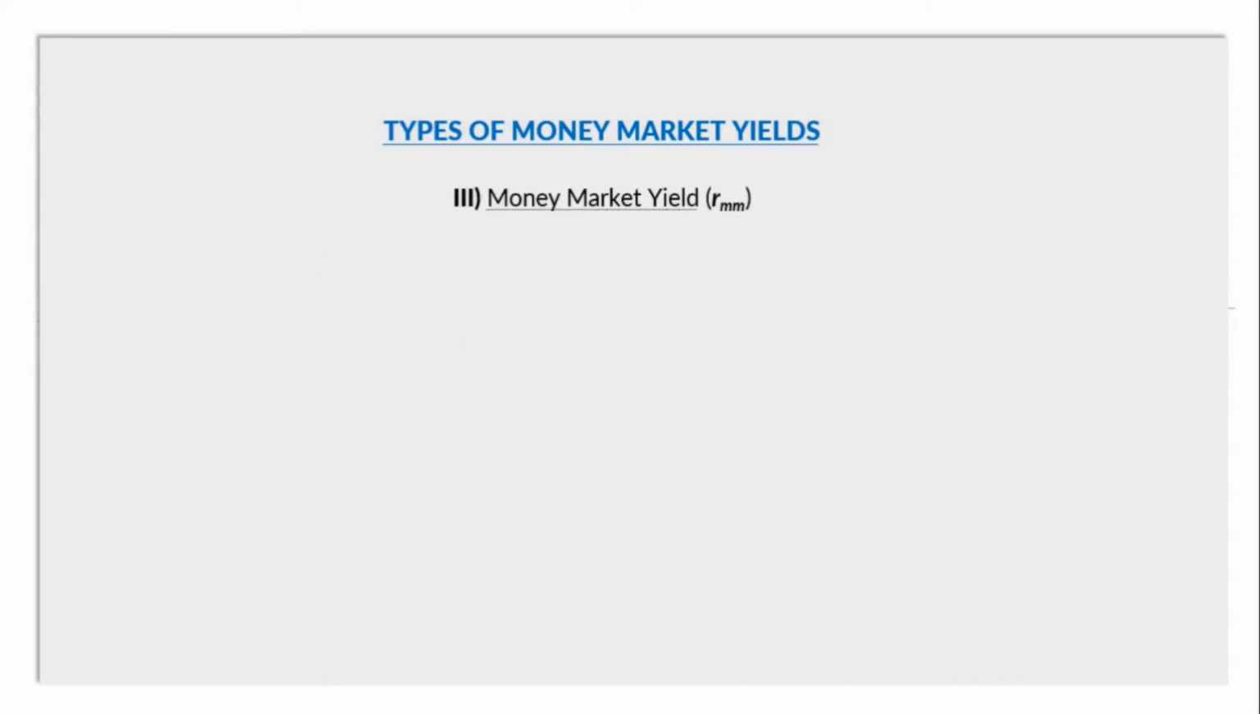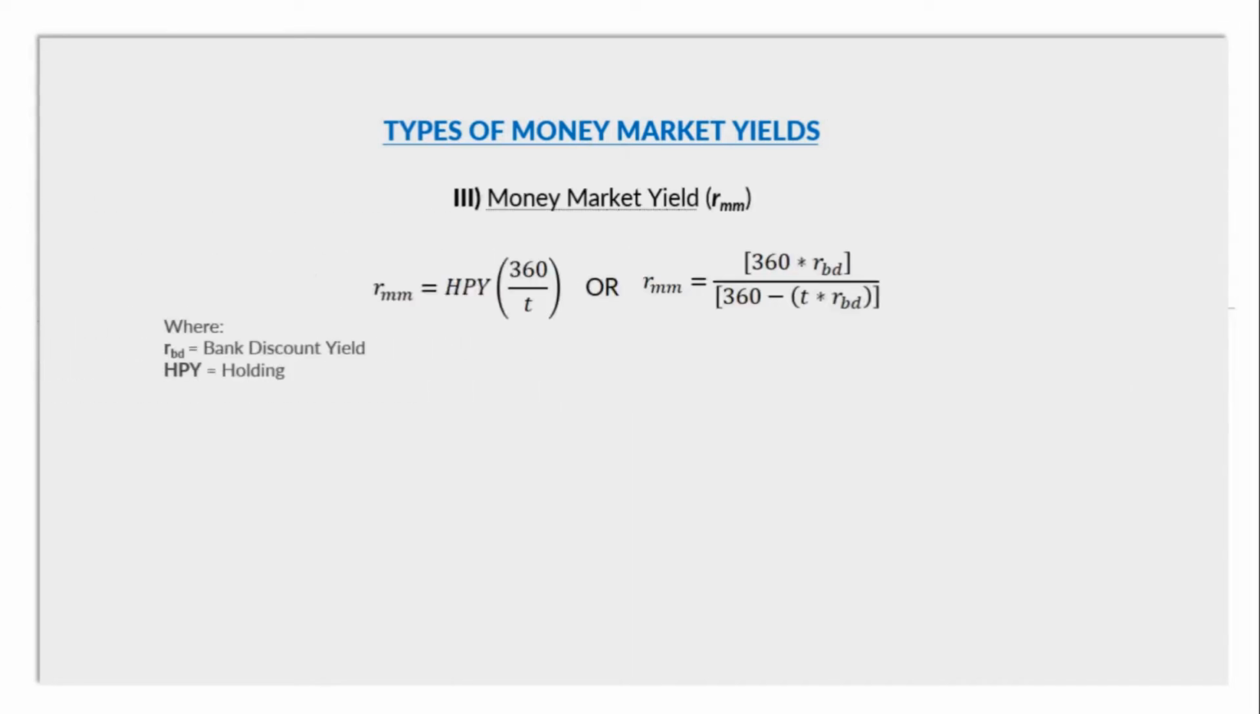Now the third is the money market yield, which has two formulas. One is the holding period yield into 360 upon T, or if you don't have the holding period yield, you can calculate it using the bank discount yield with the second formula, which is 360 into bank discount yield upon 360 minus T into bank discount yield, where RBD is the bank discount yield, HPY is the holding period yield, and T is the number of days until maturity.